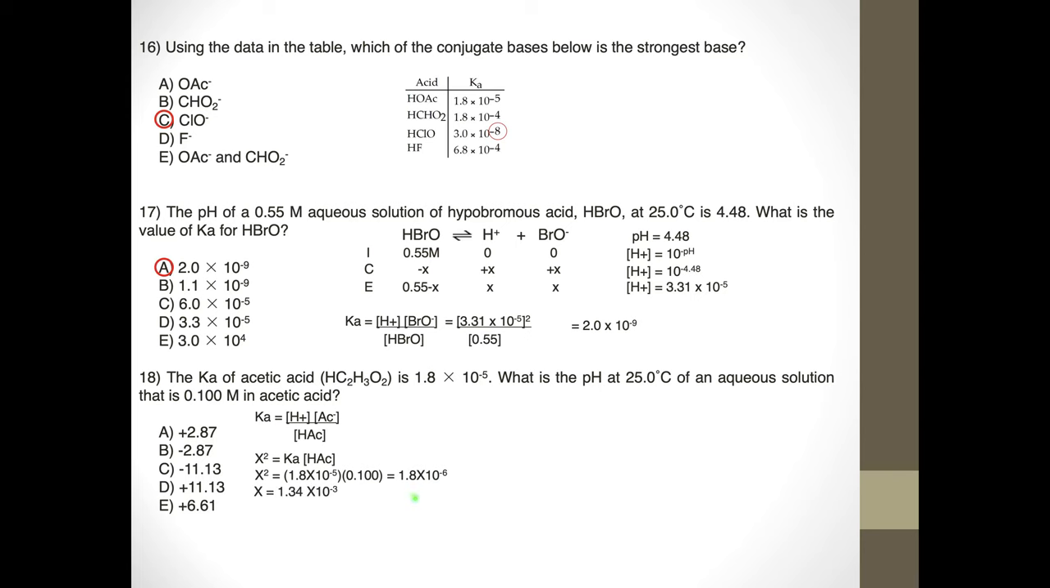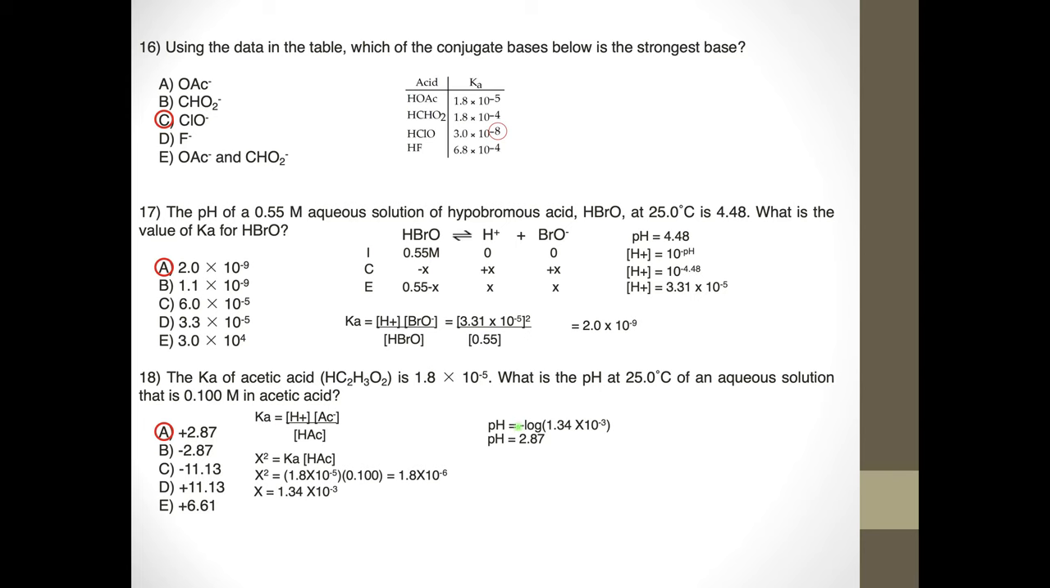Now the square root of this is equal to 1.34 times 10 to the power of minus 3. This X is equal to the concentration of the hydronium ion as well as the acetate. We are looking for the pH, so the concentration of H⁺ is 1.34 times 10 to the minus 3. Minus log of that is 2.87. That's going to be the pH of the solution, which is letter A, 2.87.